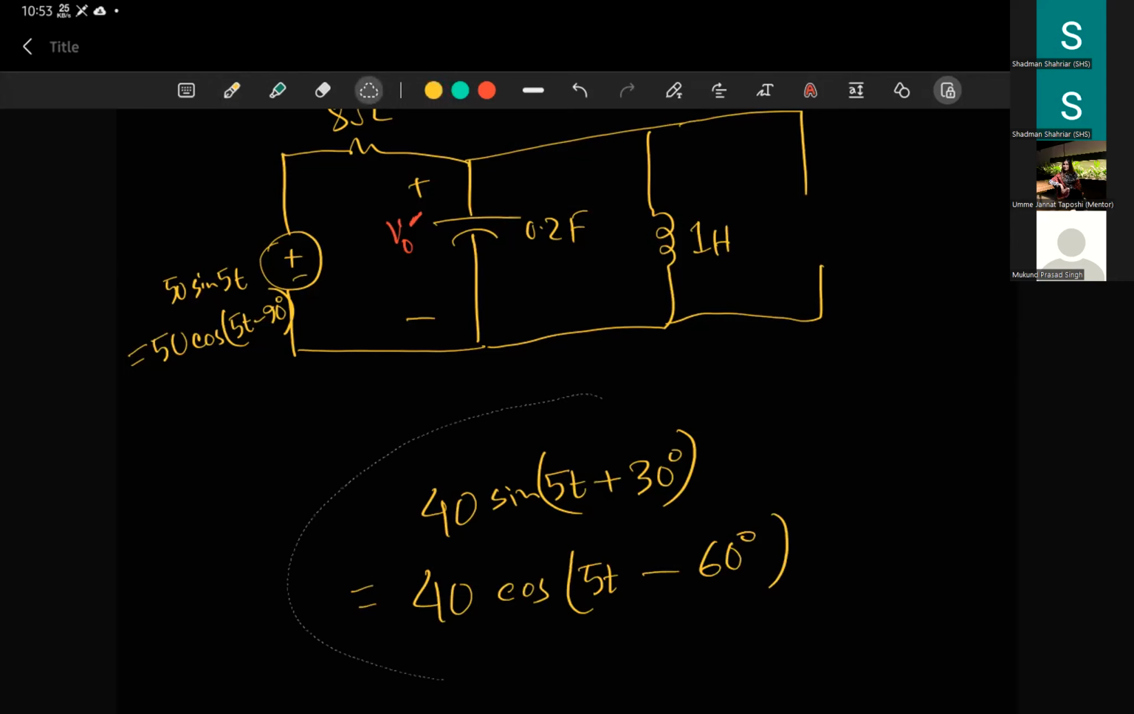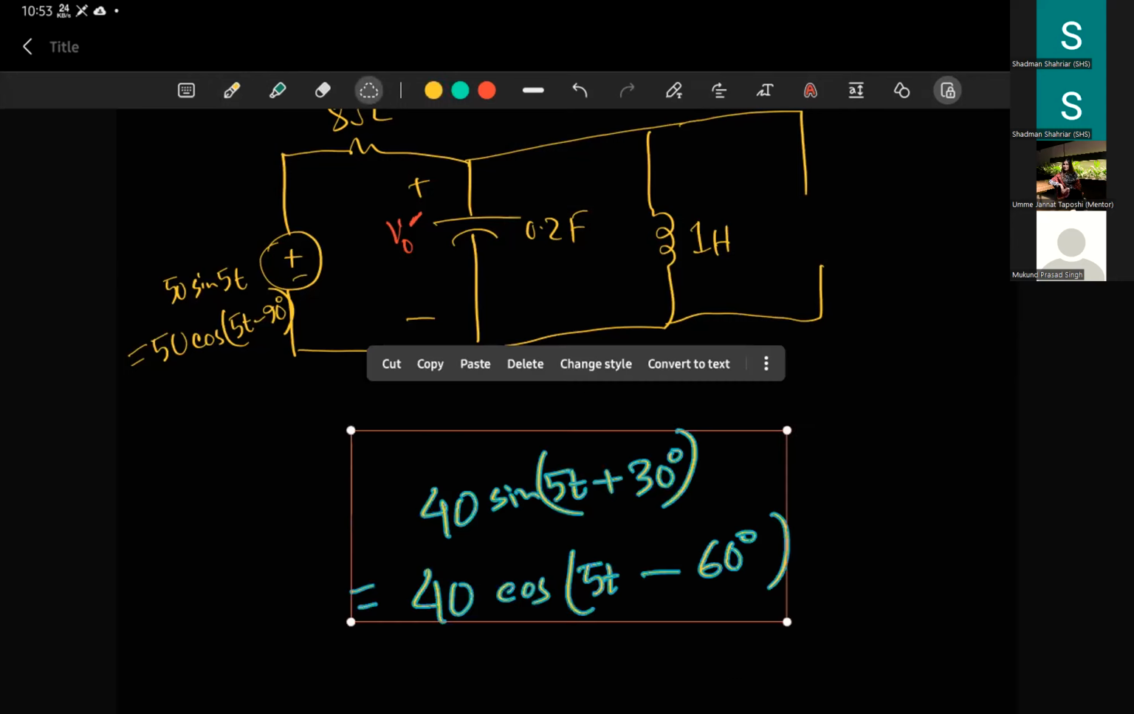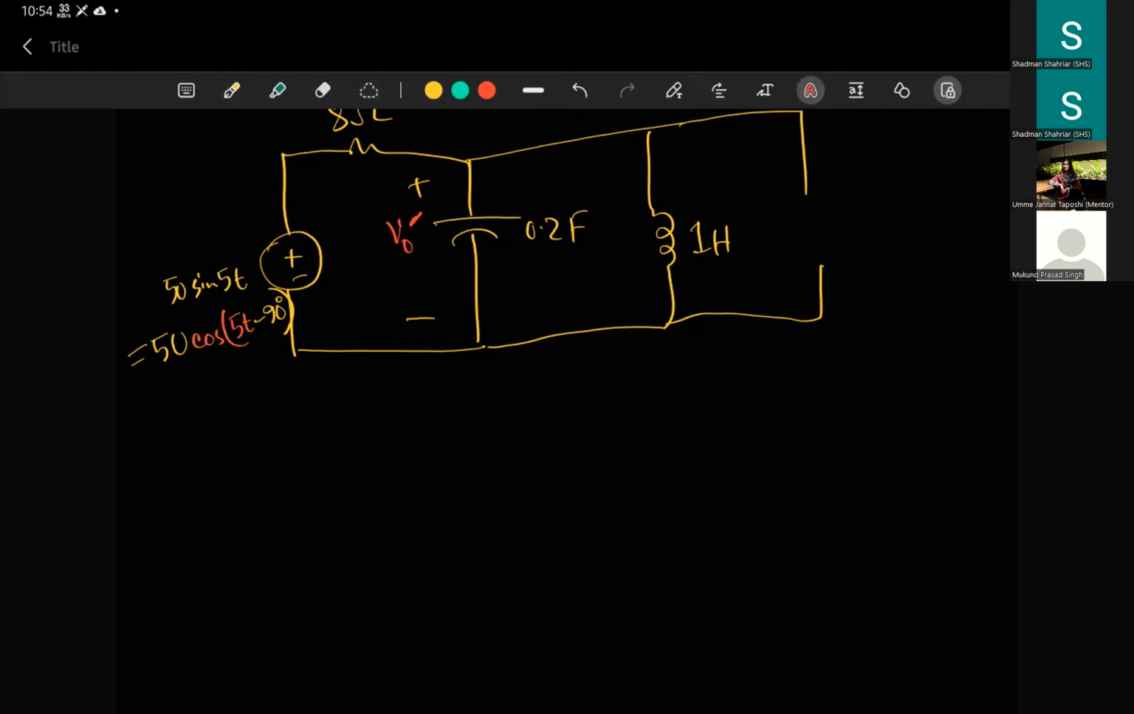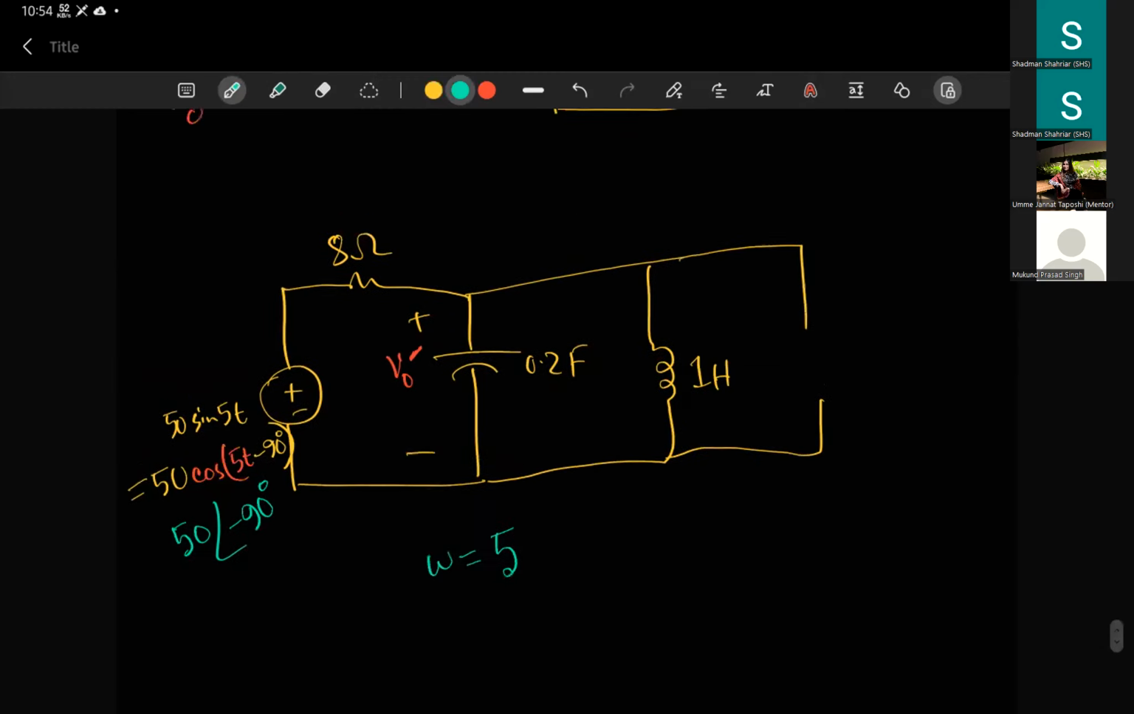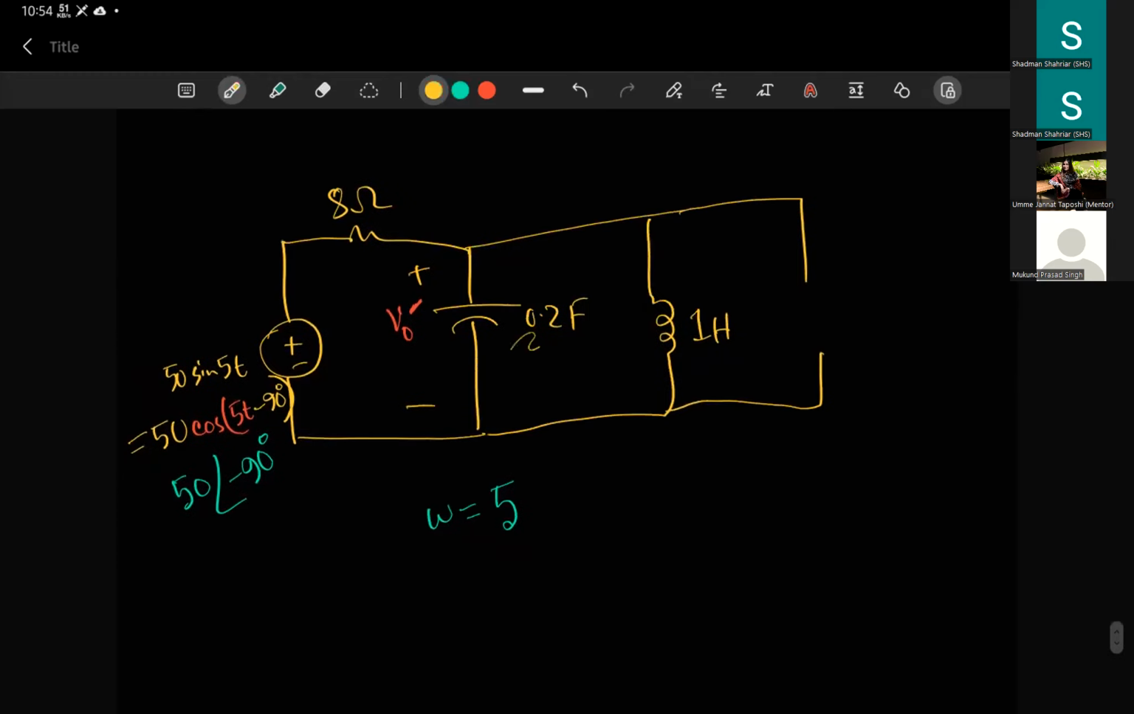Okay, so here we don't have anything else. So we just have cos 5t here. So the way to convert it is very easy, 50 angle minus 90 degree. And what's the value of omega? 5. Our resistance is 8 ohm. I'm not going to change that. This value, our capacitance. So let's give them a name. So this is Z1, this is Z2, and this should be our Z3.